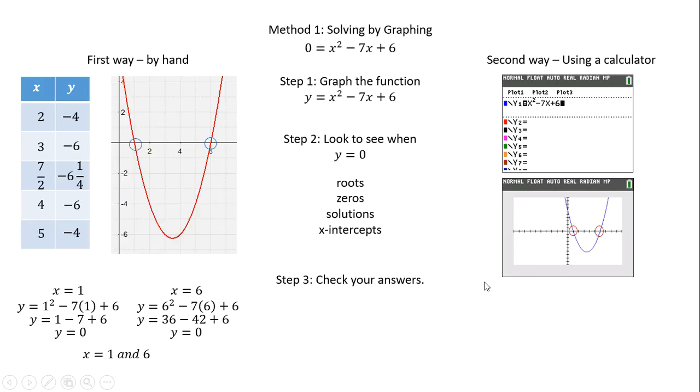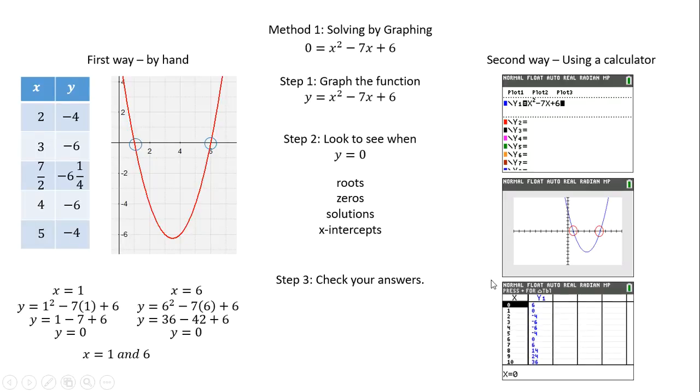And then we can check our answers. Check our answers here. We don't need to plug it back into the equation. We can look at the table. To look at the table, you'd go to the second, then the graph button on the TIs. If you have a Casio or something else, find your table button. But we can look at the table, and we notice we're looking for when x equals 1, it equals 0, and when x equals 6, it equals 0. So that was the same as plugging it in over here. And so once again, we get our answer, x equals 1 and x equals 6.